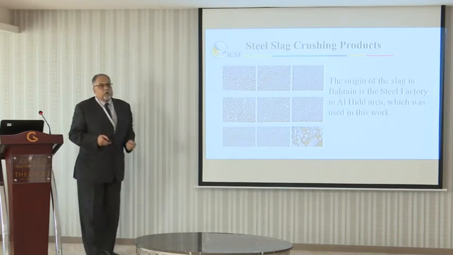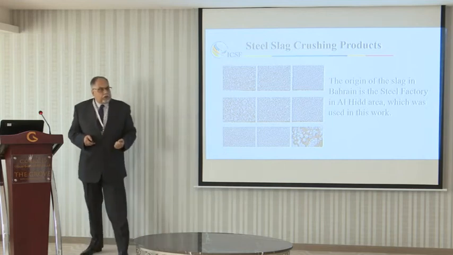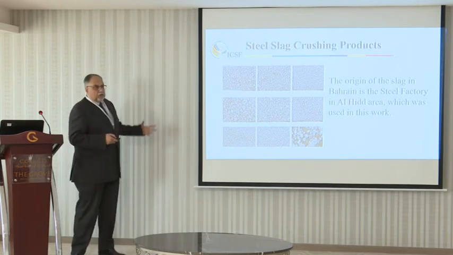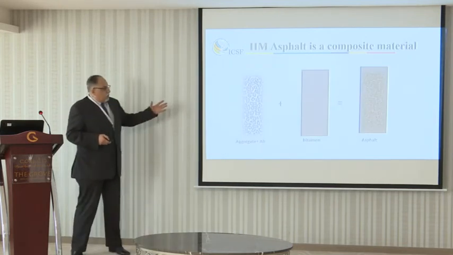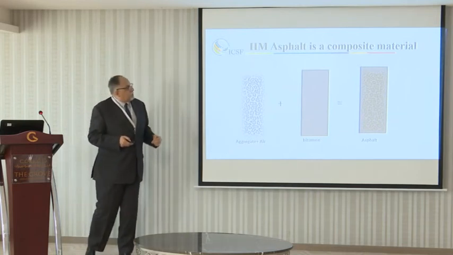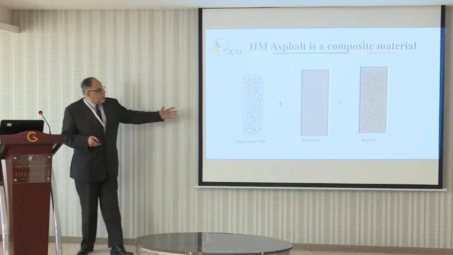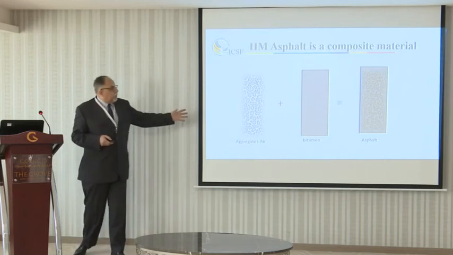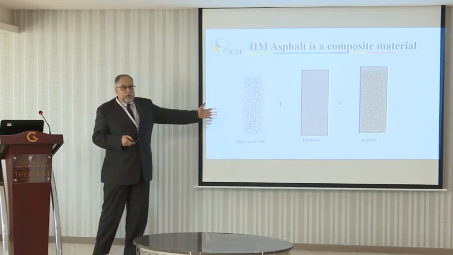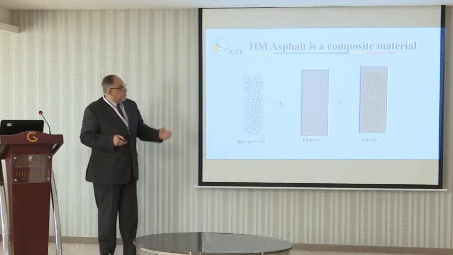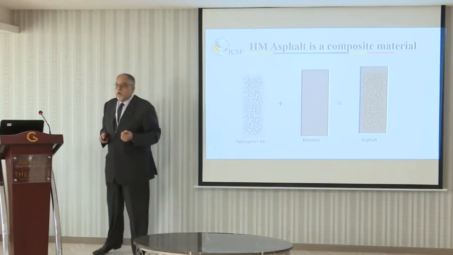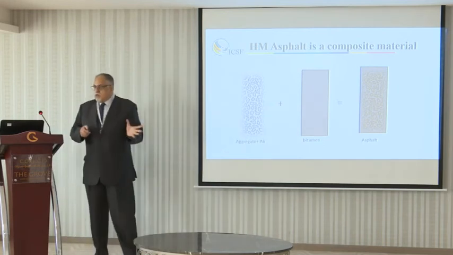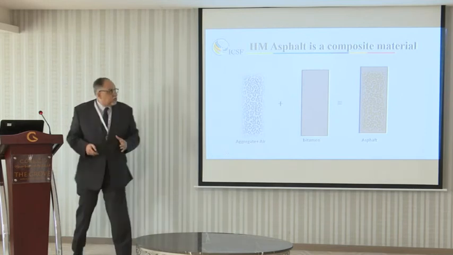As I said, we also have a contracting company here, NAS company, that has a crusher for slag. They are producing the slag as aggregate. What is hot mix asphalt? It is a composite material composed, as you know, of aggregate, air voids, and bitumen, and the result is asphalt. For those who speak American English, please note we are using bitumen in the European English sense, because for them, asphalt is bitumen.